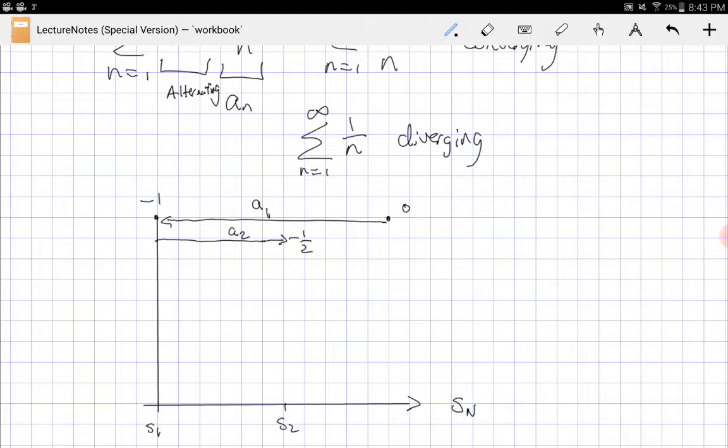And then we know that A3 is less than A2, but it's also going in the other direction. So -1/2 minus 1/3 is whatever it is. It must be somewhere here. And this is S3. And then this is S4. And this is S5.